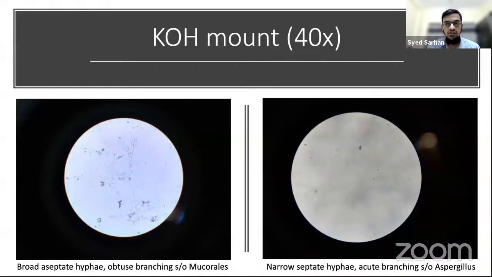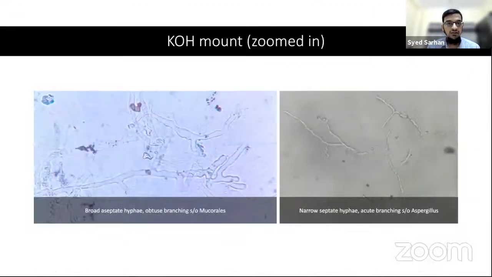This is a KOH-SMART picture taken by me under objective 40x. This is zoomed in. On the right hand side, you can see narrow septate hyphae with acute angle branching, suggestive of Aspergillus. On the left hand side, you can see hyphae suggestive of Mucorales for comparison purposes.